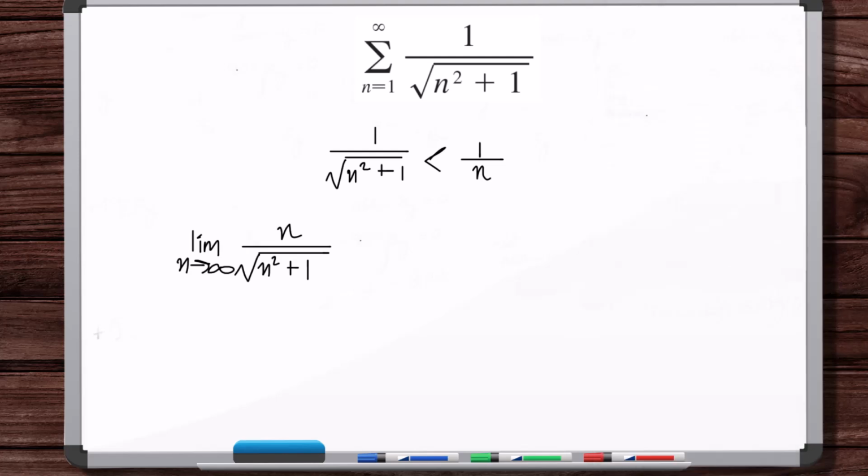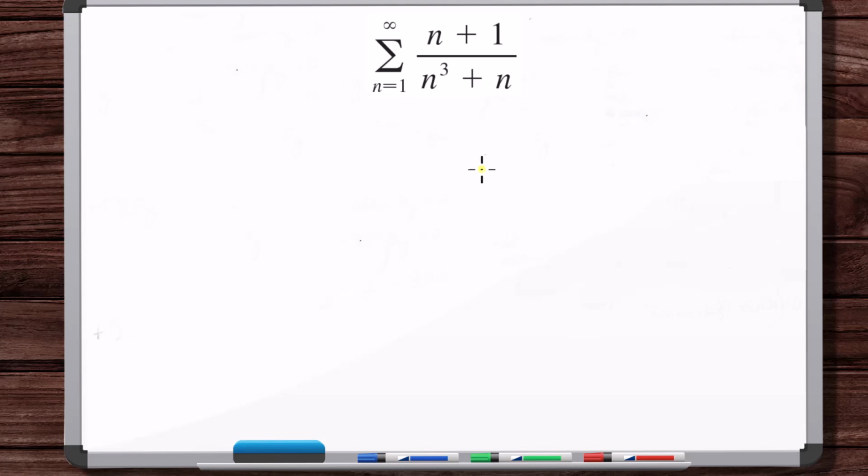Okay, so this limit is equal to 1, which is greater than 0. This limit needs to converge and also converge to something that's greater than 0. And okay, so what does that mean, though? What does that tell us? That tells us that both of these sequences either both converge or both diverge. Well, we know that this diverges, so therefore this is divergent.